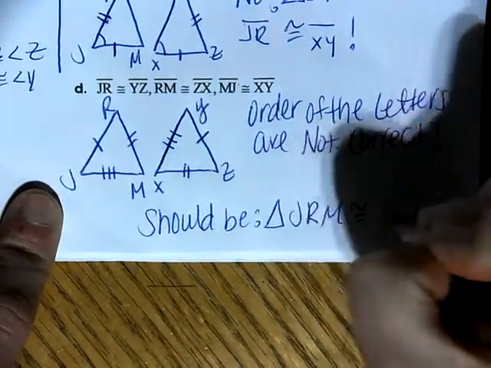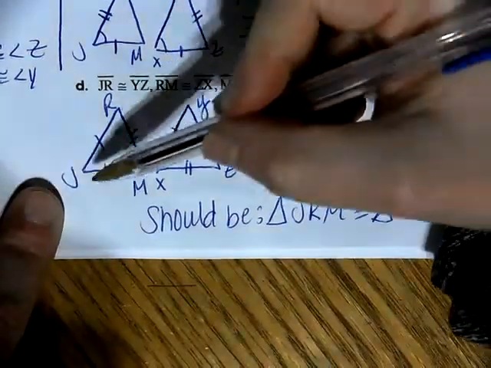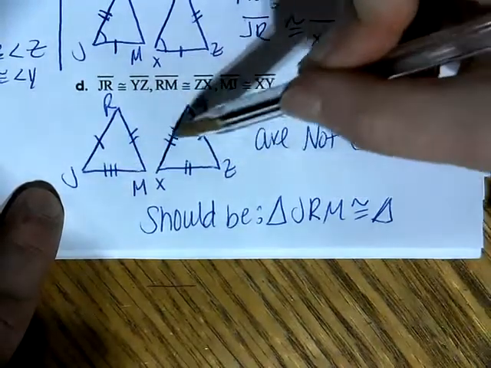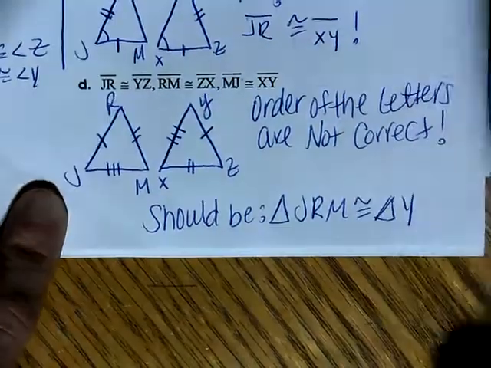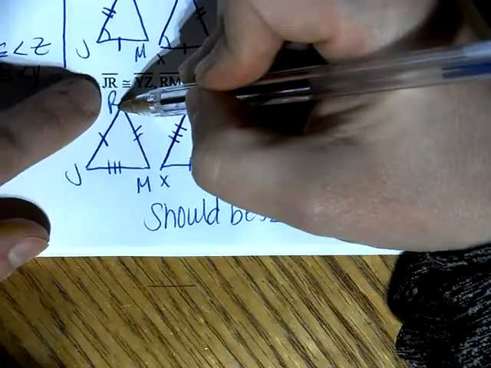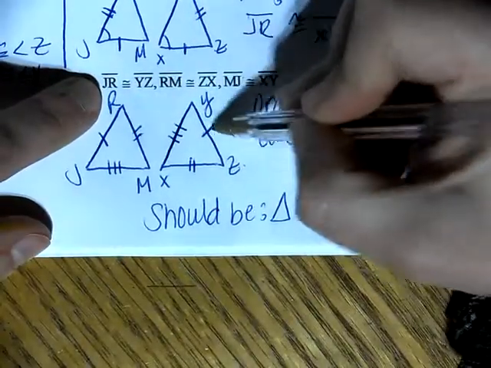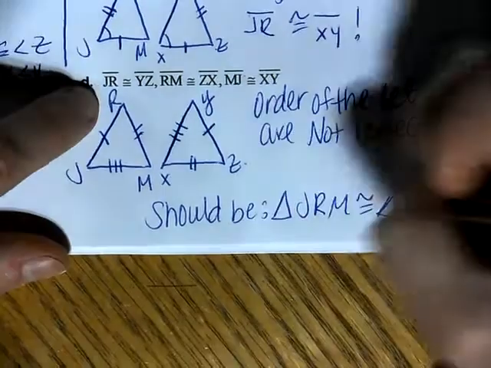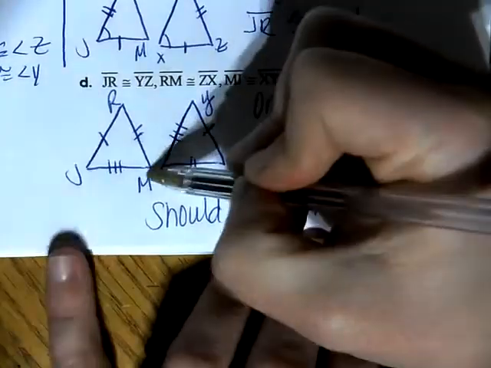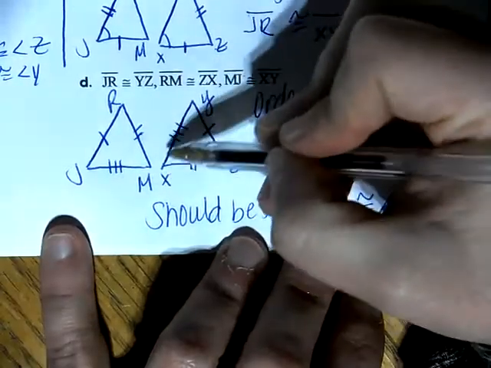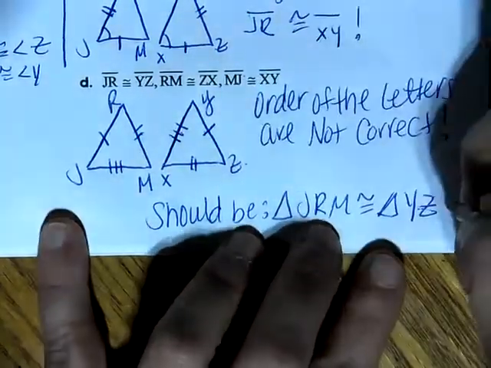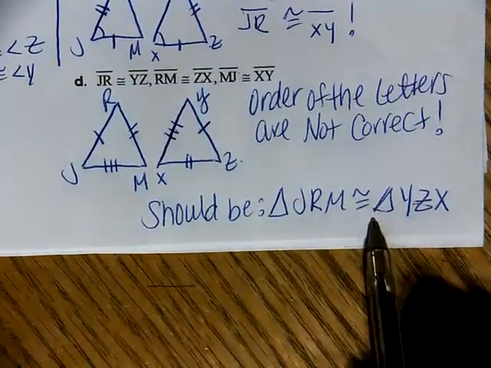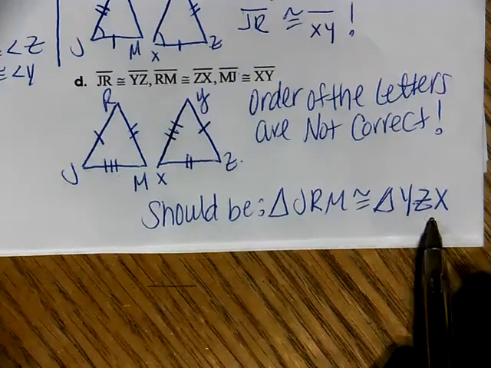Triangle JRM should be congruent to triangle... What does J actually match with? It looks like we have 1 and 3, 1 and 3. It actually would match with Y. R has 1 and 2, so does Z, 1 and 2. So in terms of matching up the number of tick marks, R would match with Z. And then finally M has 2, 3. What has 2, 3 over here is X. So it should be triangle JRM is congruent to triangle YZX.